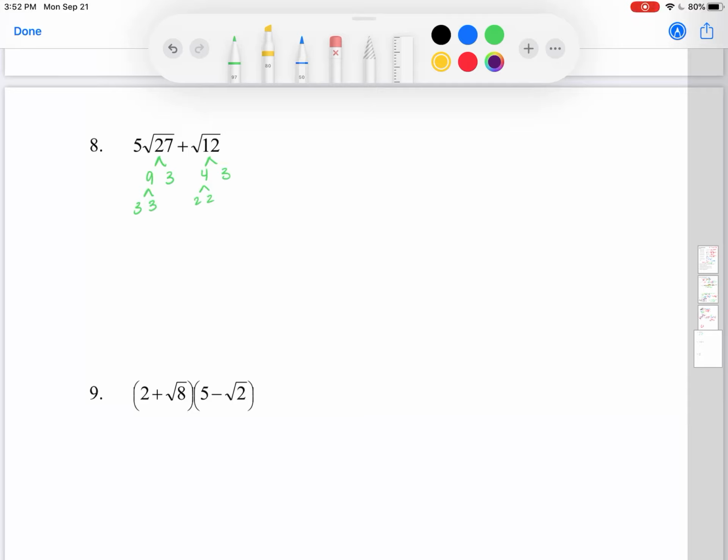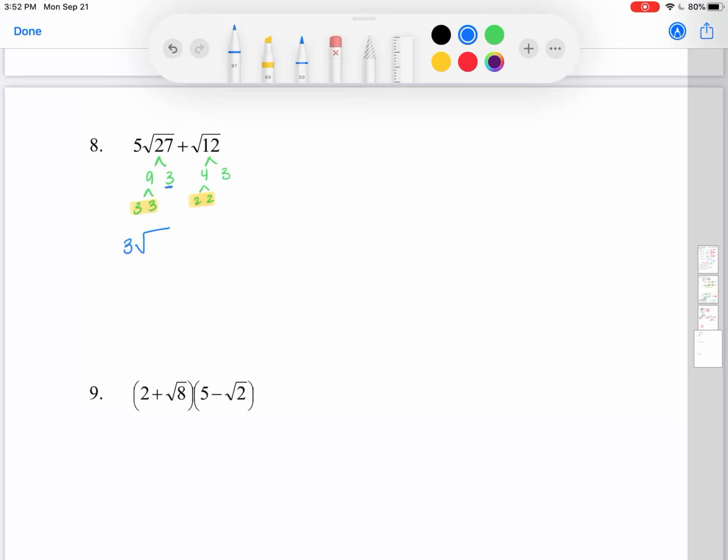So now I'm thinking, well, what kind of roots are these? These are square roots. You don't see a little square in that corner, so we assume that it is a square root. Otherwise, it would say a specific number. So if it's a square root, we're looking for groups of 2. So I have one group of 3, and I have one group of 2. But I have to keep them in order.